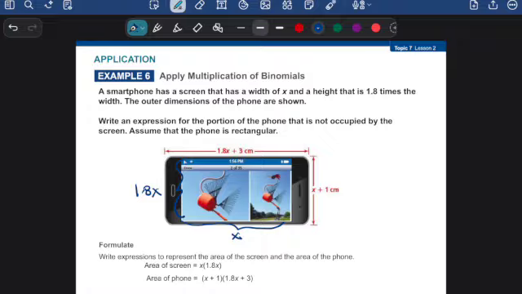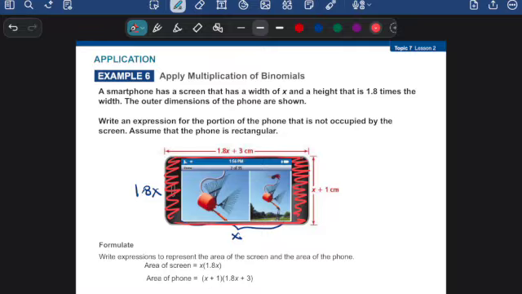So write an expression for the portion of the phone that is not occupied. So we want to know all of this, and you can't see that color. Let's do this color. All this area that's not occupied by the screen in this little section, and all of this down here, and that skinny section. So that's what we're looking for. What's the area of that orange section? Well, we need to first find the area of the total phone, right? And then subtract the area of the screen. And then what's left over will be everything else.